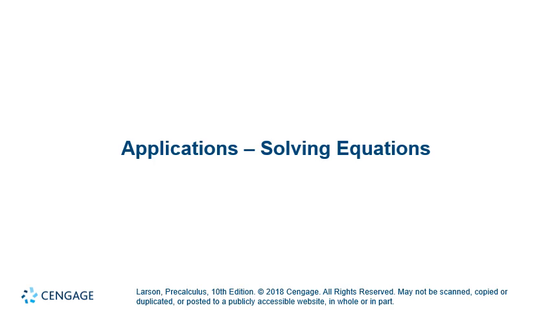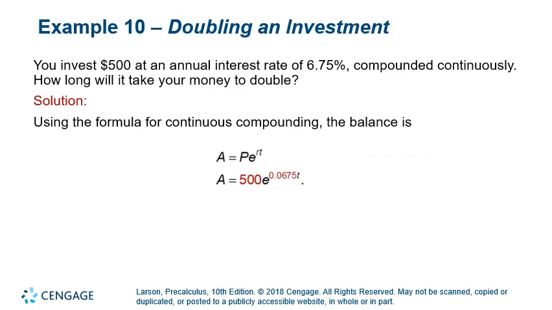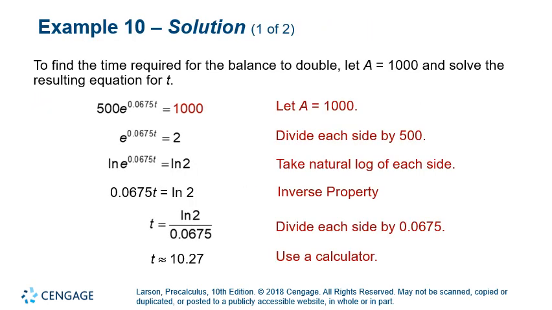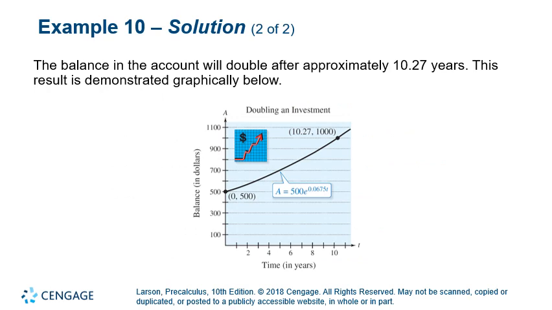Now, as far as solving equations, was it 3? No, it was 6.75. Pardon me. So that's what it's going to do. It's going to take them a little over 10 years to double that money.